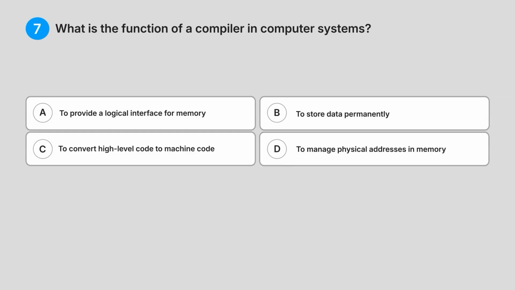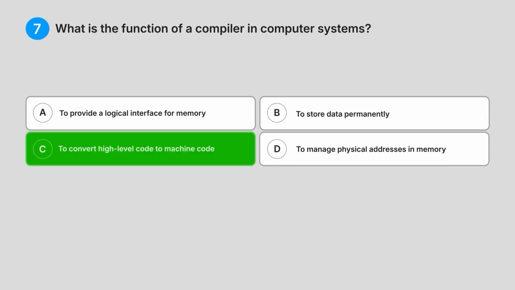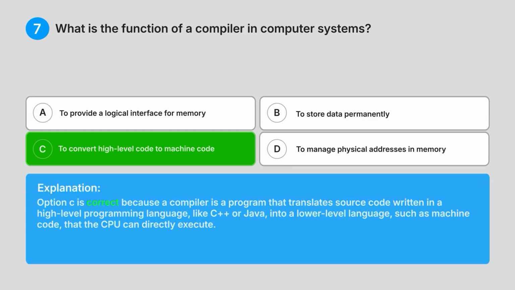Correct answer, C. To convert high-level code to machine code. Explanation: option C is correct because a compiler is a program that translates source code written in a high-level programming language, like C++ or Java, into a lower-level language such as machine code that the CPU can directly execute.